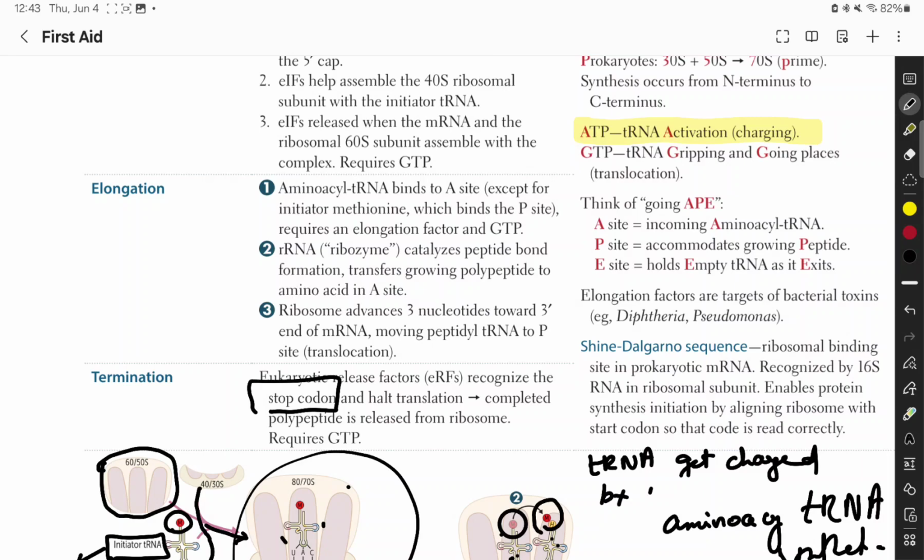To release the eukaryotic release factors and to halt the translation, you need GTP. So you basically need energy for protein synthesis.